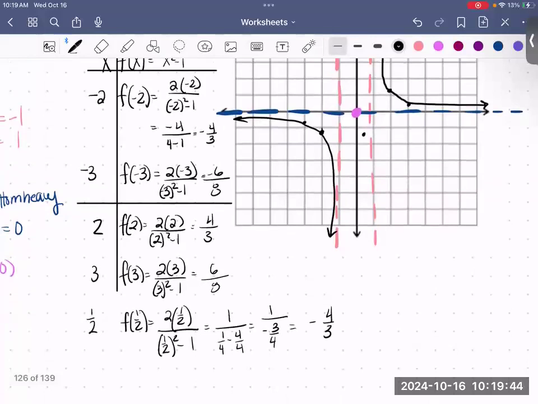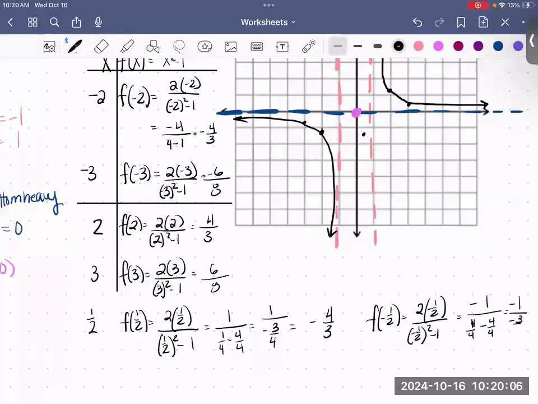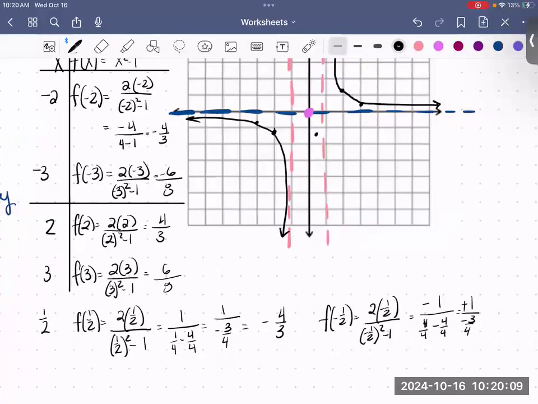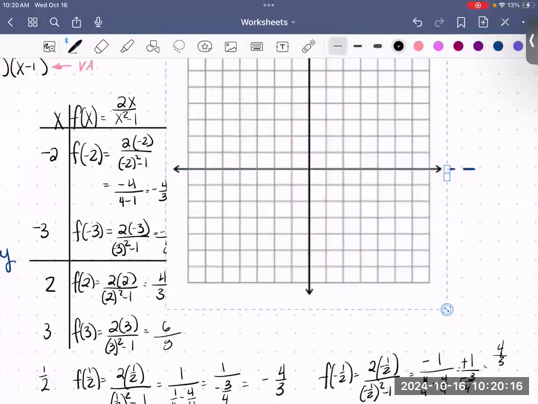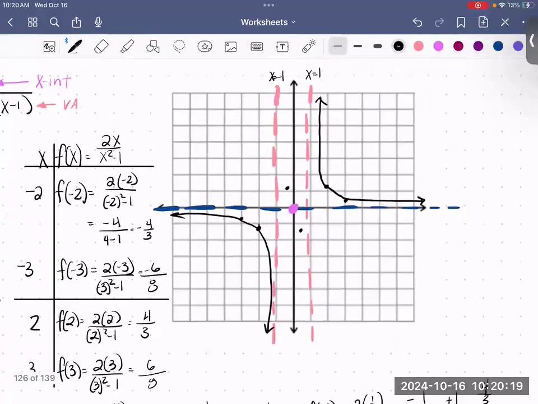And if we were to do the same with a now -1/2, so we have 2 times -1/2 over -1/2 squared minus 1. So we're at -1 over, and then we get 1 over 4 minus 4 over 4. So we get -1 over -3 over 4. And those negatives cancel out. So we're now at +4 over 3. So we will end up crossing the asymptote.